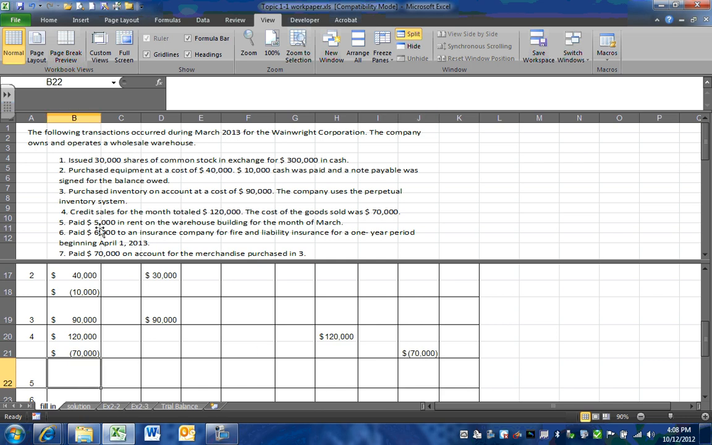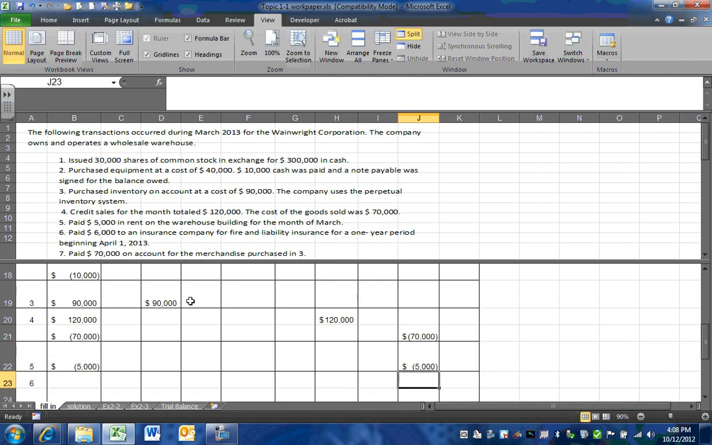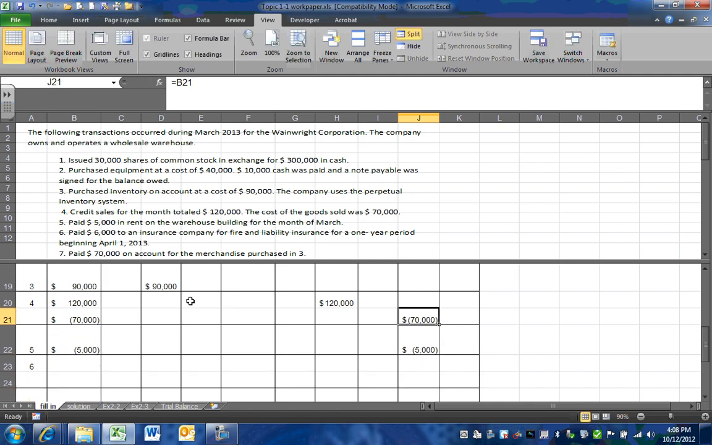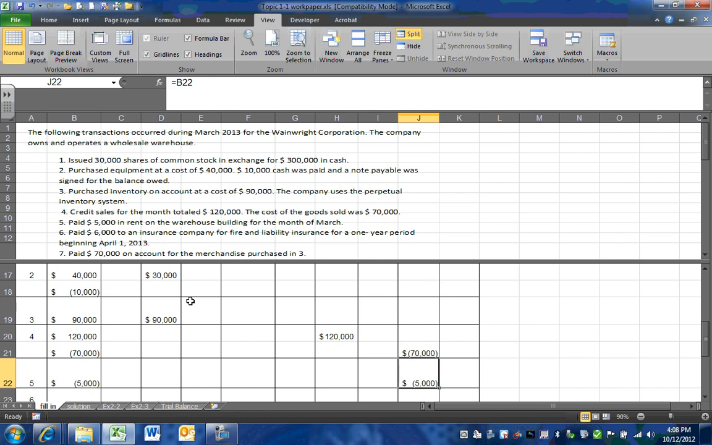The next transaction says that we paid the rent for our warehouse, and that was $5,000, which represents a decrease in assets and a decrease in our retained earnings. But why am I showing expenses if they're going up? If rent expense is going up by $5,000, why is it represented as a negative amount in the transactional analysis? Well, because it's reducing equity. Expenses reduce retained earnings. Revenues increase retained earnings.